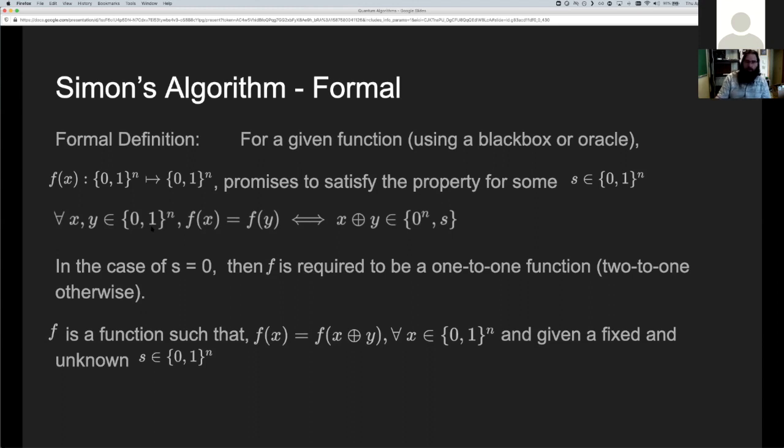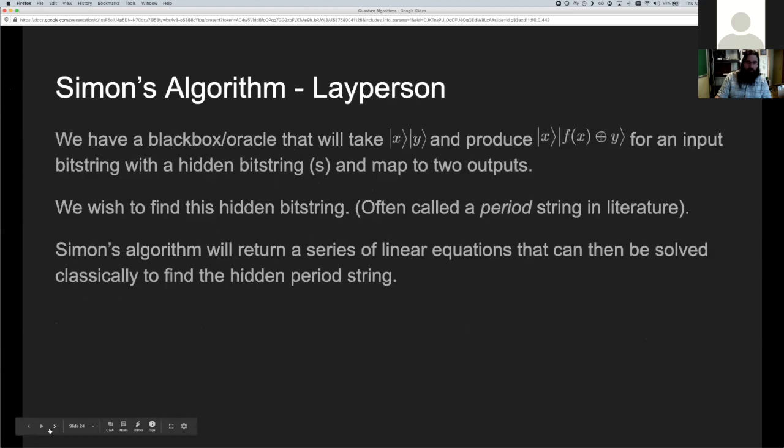If it's 1-to-1, it pretty much maps 0 to 0. We can go further on the formal definition: f is the function such that f(x) = f(x ⊕ s) for all x in {0,1}^n, given a fixed unknown s in {0,1}^n. That's the very formal mathematical definition, but I have a simpler layperson definition, because I like simple things because they don't make my head hurt as bad.